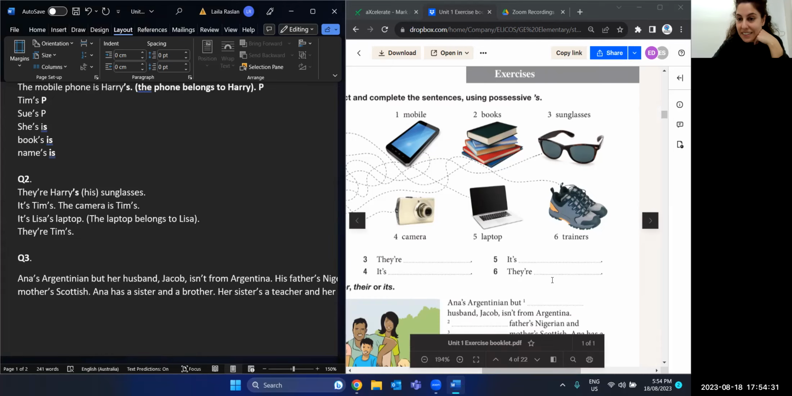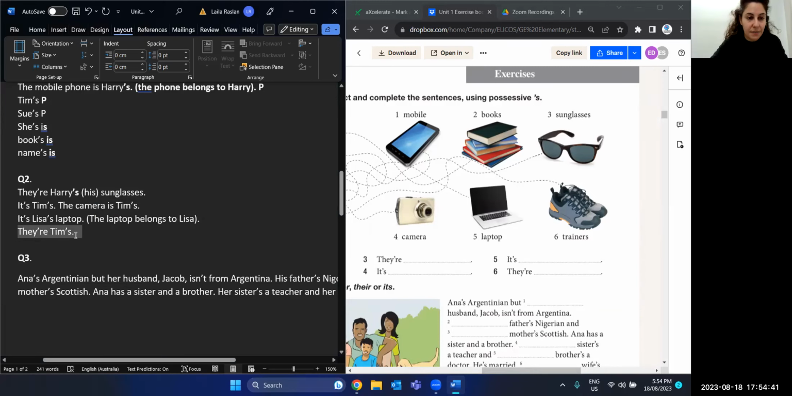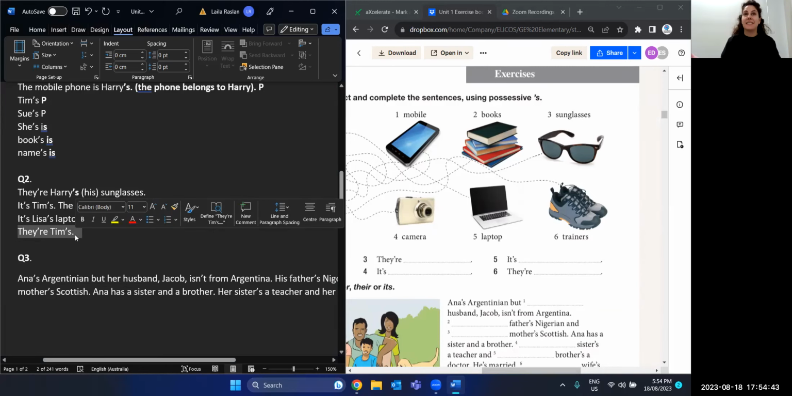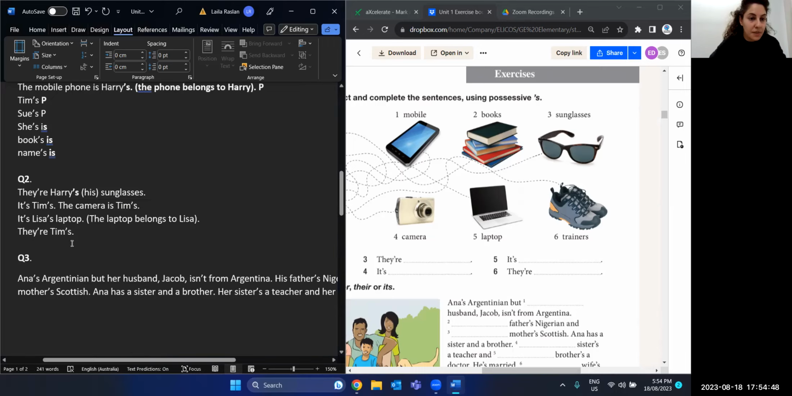And the last one, I know it's only one shoe, but they're plural. So they're Tim's. They're Tim's trainers. We say sneakers. It's more common to say sneakers in Australia. So they're Tim's sneakers.